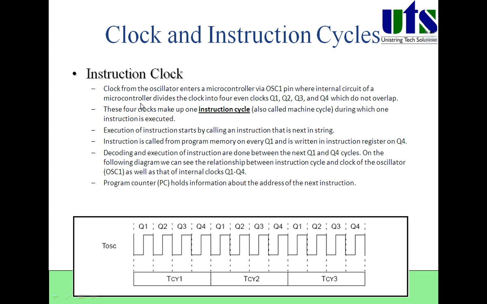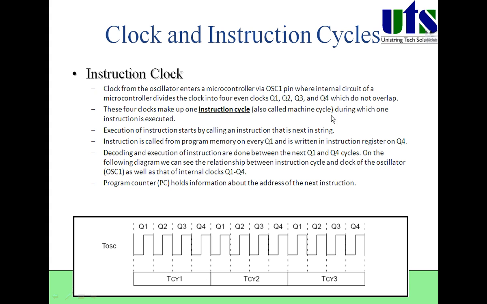You can read here that the clock from the oscillator enters the microcontroller via the oscillator 1 pin, that is, the oscillator 1 and oscillator 2 pins. We connect an external 10 MHz oscillator. The microcontroller divides the clock into 4 even clocks, Q1, Q2, Q3, Q4, which do not overlap. These 4 clocks make up one instruction cycle, and the instruction executes in these 4 clock cycles.